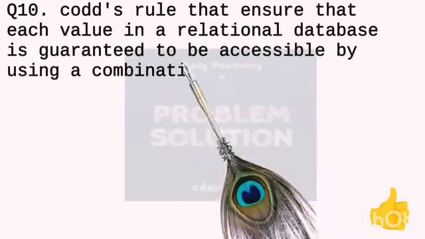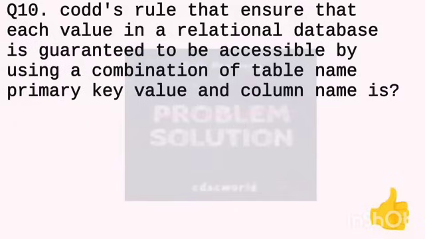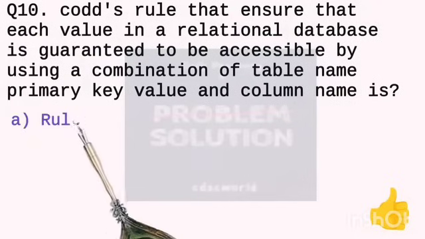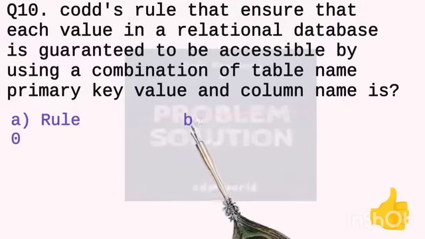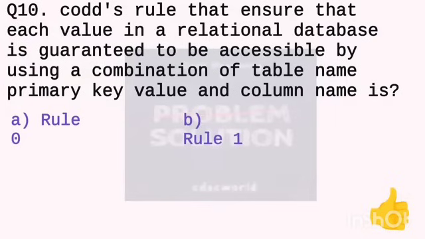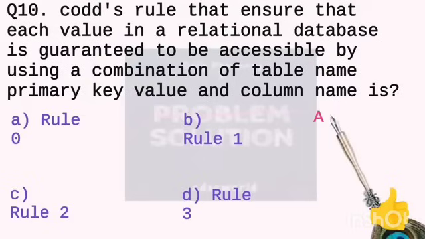Query number 10. Codd's rule that ensures that each value in a relational database is guaranteed to be accessible by using a combination of table name, primary key value, and column name is? Option A, Rule 0. Option B, Rule 1. Option C, Rule 2. And option D, Rule 3. And the answer is A, Rule 0.